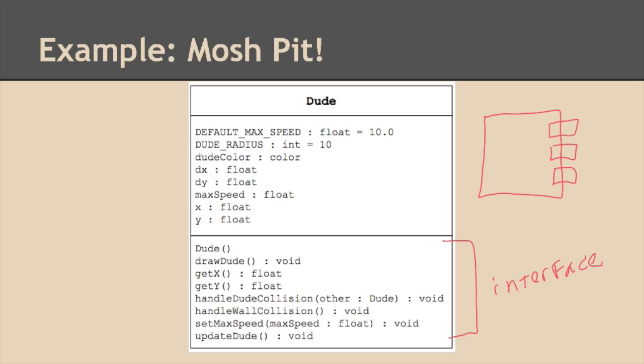Okay? So we have a default constructor for our dude. This one won't require an initializing constructor. Every dude will know how to draw itself. We'll have getX and getY methods so that we can always tell the location of the dude. We'll have two methods for handling collisions with other dudes and handling collisions with the wall. We'll have the ability to set the max speed to a certain value, and we'll have our update dude, which will make the dude move. Okay, so those will be methods that can be called from the outside.